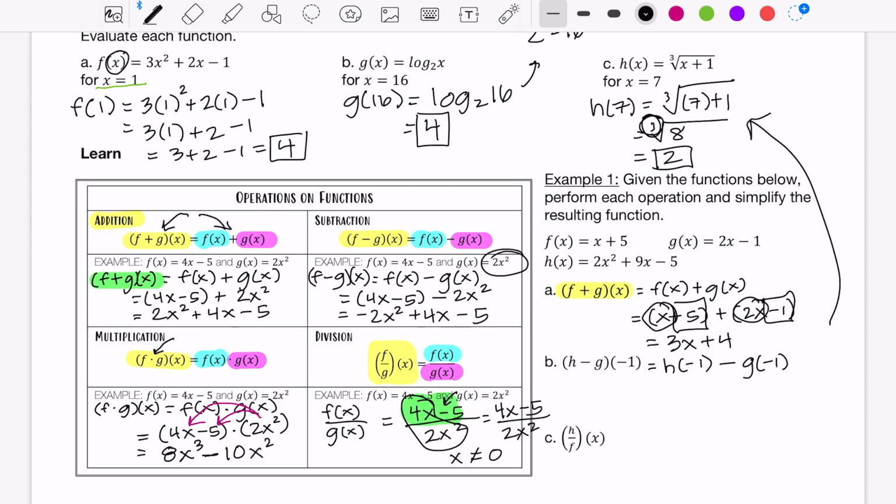So let's look at h of negative 1. So plug that in to that h function right there. So that's going to be 2 times negative 1 squared plus 9 times negative 1 minus 5. Obviously, the functions can change. So if you're wondering where I'm getting this from, this is the h function. So I need to do all the math for that h function first. And I get negative 1 squared is positive 1 times 2 is 2 plus negative 9 minus 5. So that all gives me negative 12.